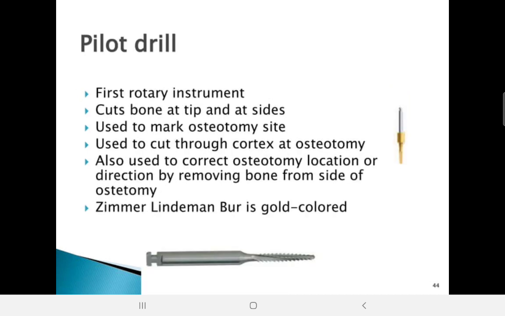Next we use a pilot drill. It is a first rotary instrument. It cuts bone at the tip and at sides also. It is used to mark osteotomy site mainly. It is used to cut through the cortex at osteotomy. It is also used to correct osteotomy location or direction by removing bone from side of osteotomy.